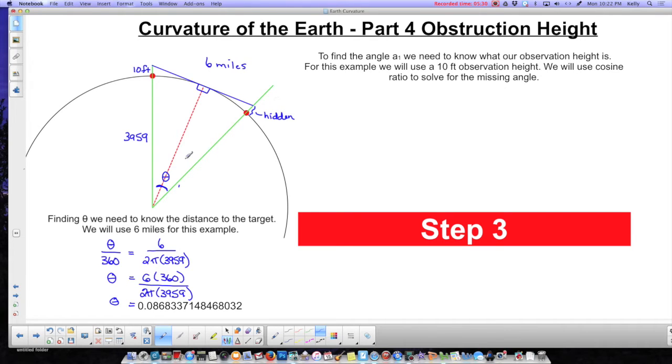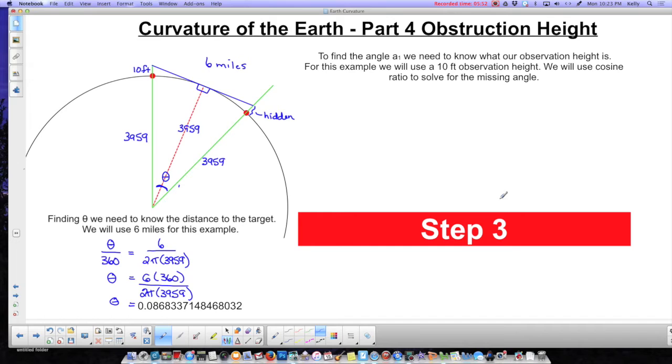And this here is also a radius. You'll see all of this green one's a radius, this red one's a radius, and this other green one's a radius. So this red one in here is also 3959, and this green one is 3959. And the whole thing is 3959 plus the amount that we have hidden.